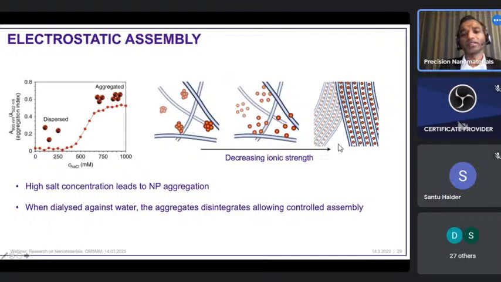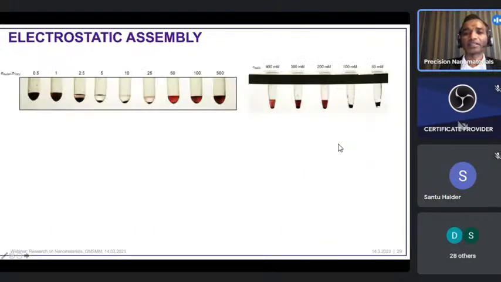tobacco virus. Then we decrease the ionic strength, which is called dialysis. So the salt concentration is decreasing with time. Then individual particles start to come out, and then we start to get this. We can also visually see, by changing the ratio of gold and TMV, at certain ratios we start to see them separate, and this is because large micrometer or millimeter structures are formed.